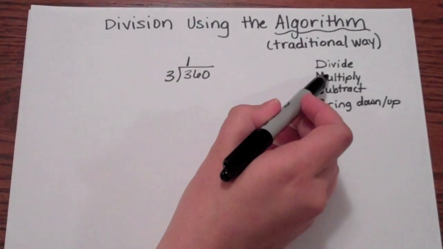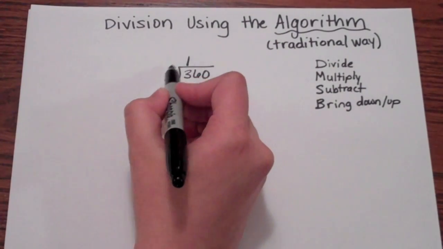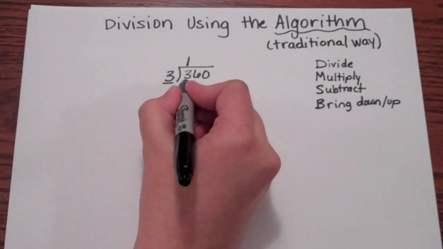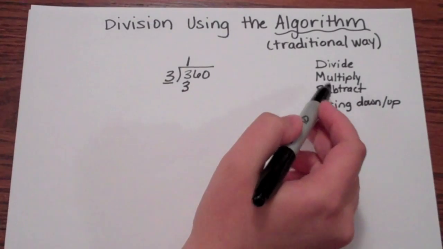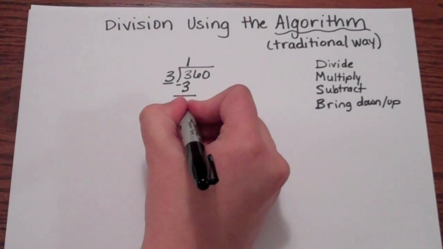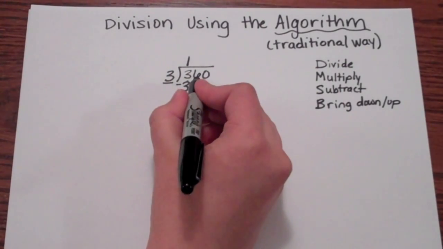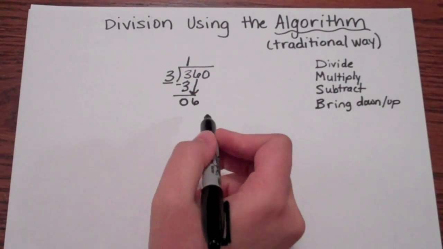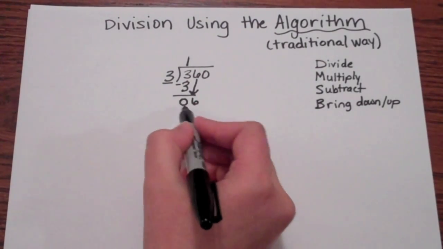The next step is to multiply. I multiply the number I just wrote down times the divisor. 1 times 3 is 3. And I'm going to write it down here. The next step is to subtract. Now I subtract this number. 3 minus 3 is 0. And the last step is to bring down the next number, 6. Now I'm ready to start the process all over again, starting here with 6.